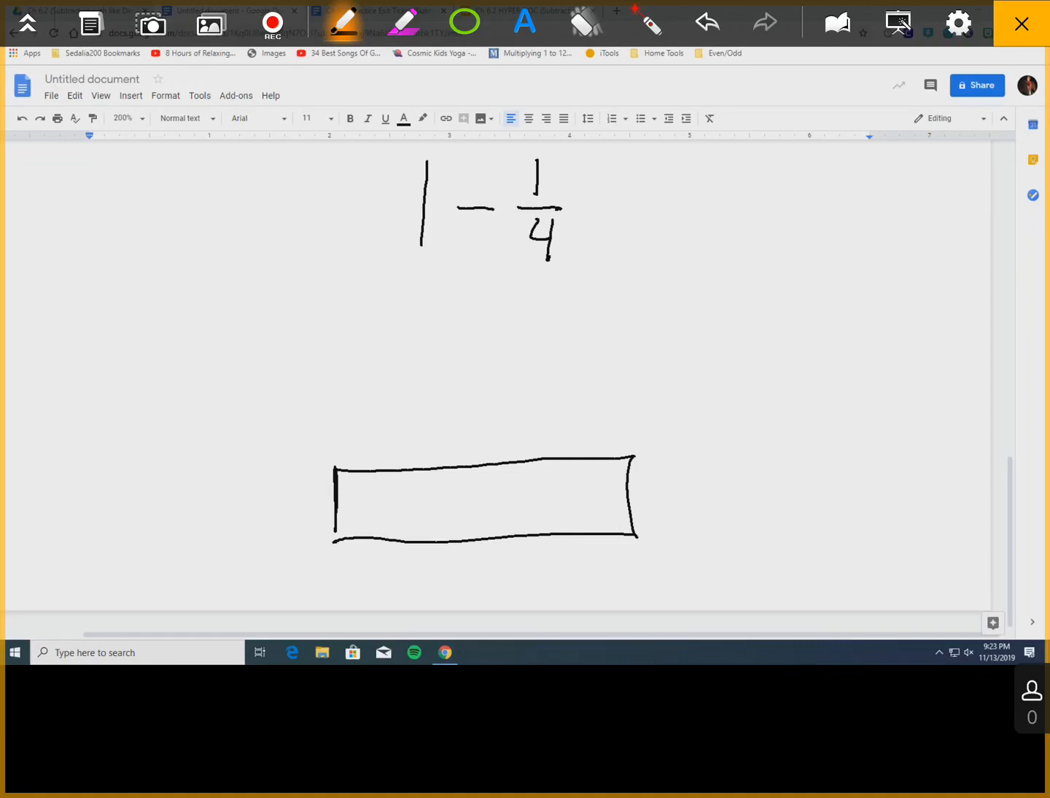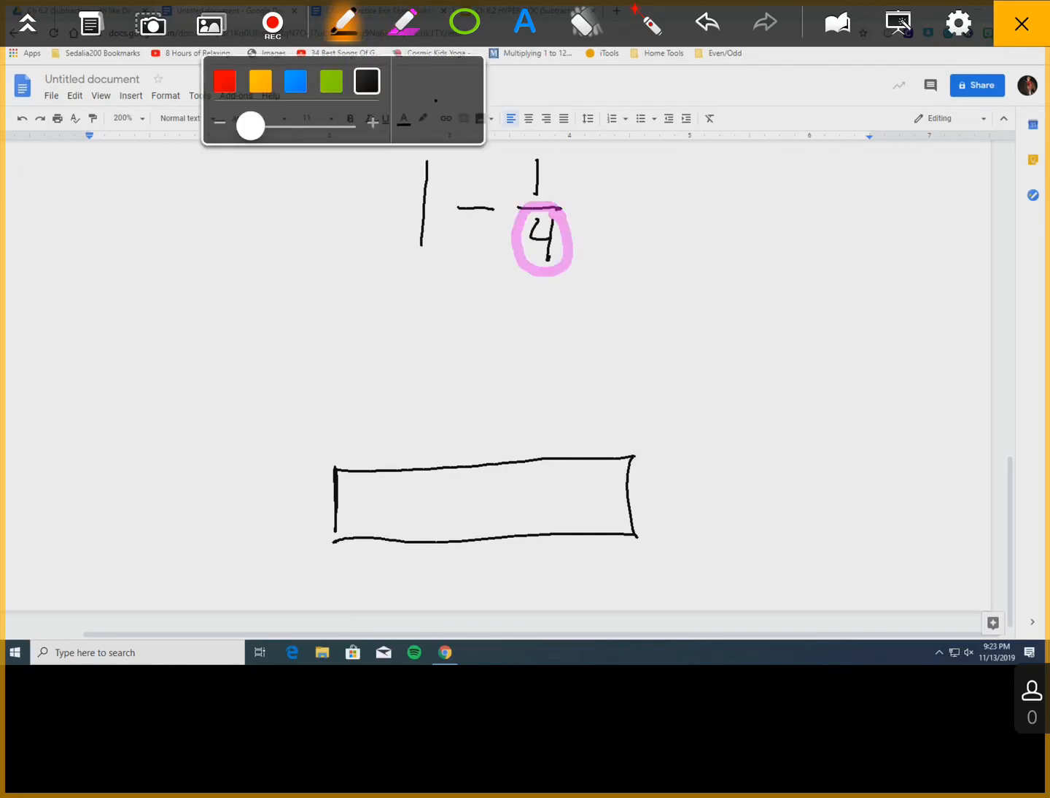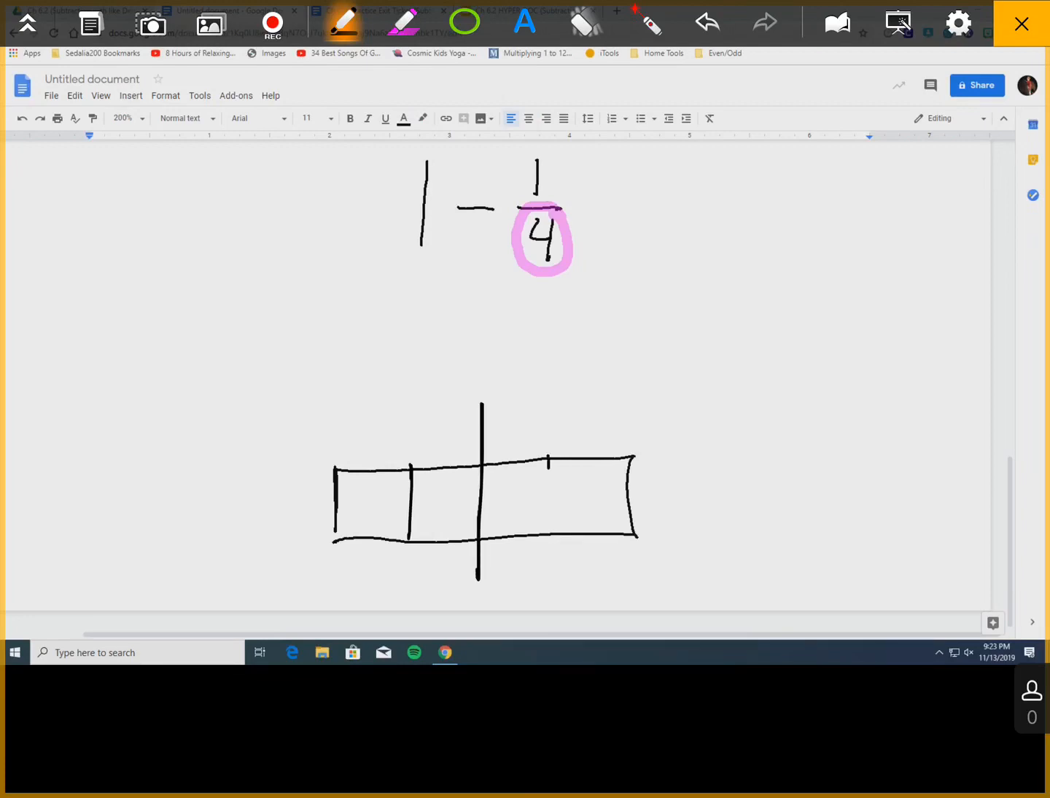Well, I don't have my whole cut into anything. So that's where I need to look at my fraction, and my fraction tells me that I need to cut my whole into 4 equal pieces. So to get fourths, I'm going to do half and then 2 times on each side. I need to start with a whole, so I'm going to color in all 4 pieces to create that whole. That tells me that I can rename my whole as 4/4.